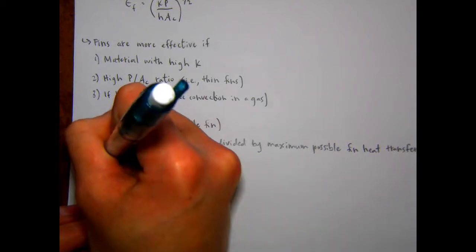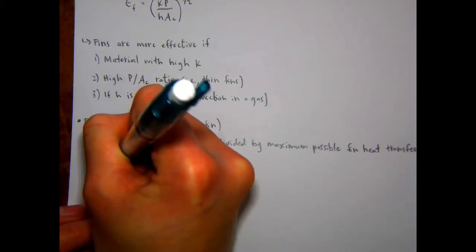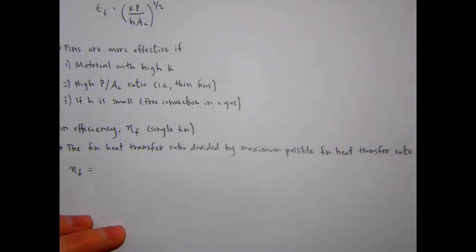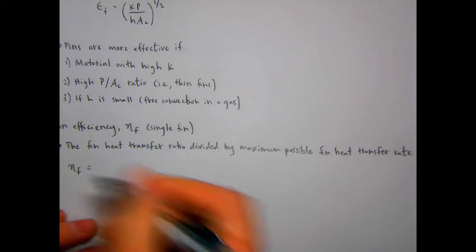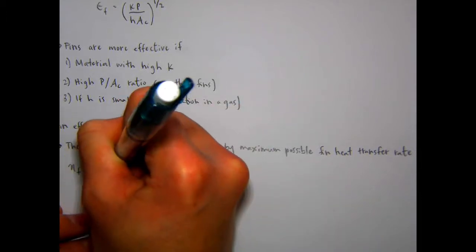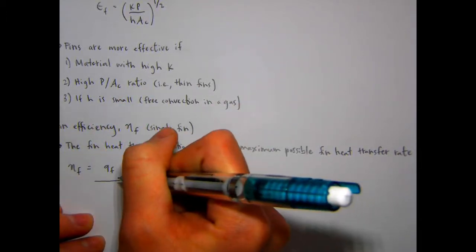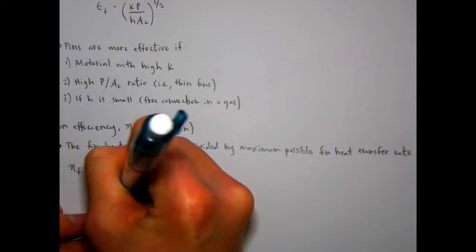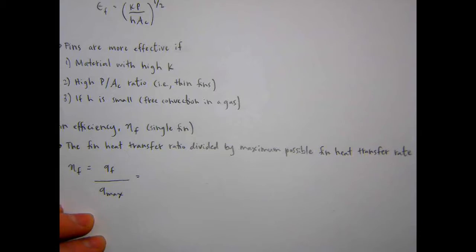Writing this out, that would be η_f equal to the actual fin heat transfer rate that we're seeing divided by q_max. And if you remember, we talked about the maximum possible heat transfer rate that could occur from a fin, which is when the temperature along the entire fin is equal to the temperature at the base. So that's when you have that infinite k condition.